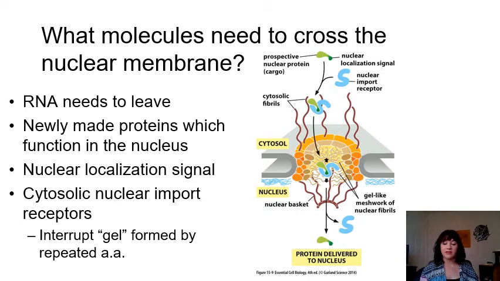And the cool thing about this is that it acts kind of like a chaperone. It takes that protein and guides it through the nuclear pore, and it helps to disrupt that gel that is in the core of that channel, of that pore, and allow that protein to get through onto the inside of the nucleus. And once it has been transported through, the nuclear import receptor will detach from that protein.